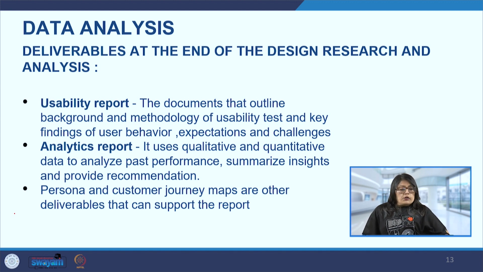So, here usually a usability report is generated out of all the data that we have analyzed. And this documents the outline, background, and methodology of usability test and key findings of user behavior, expectation, and challenges. Then we have the analytics report. So it uses the qualitative and quantitative data to analyze the past performance and summarizes the insights and provides recommendations. And we also have the persona and customer journey maps, which are the other deliverables that can support the report that we are coming up with at the end.